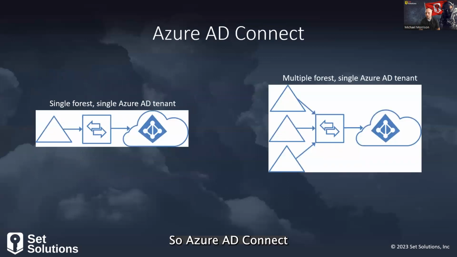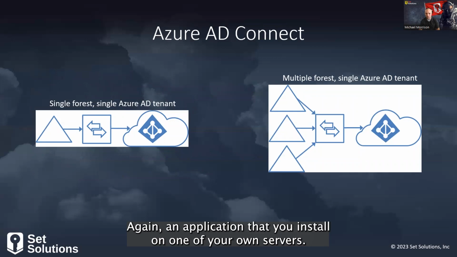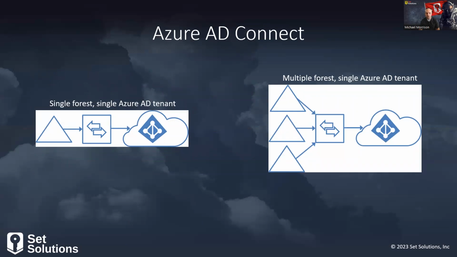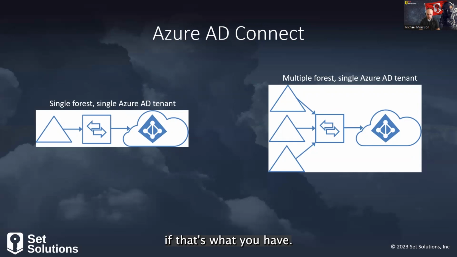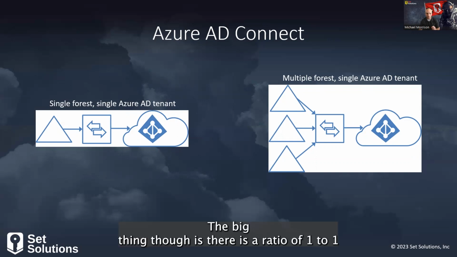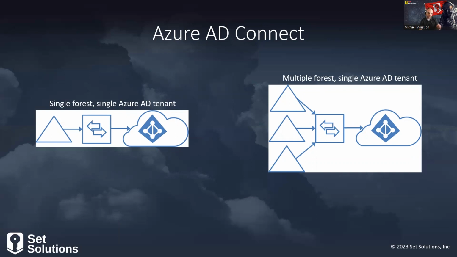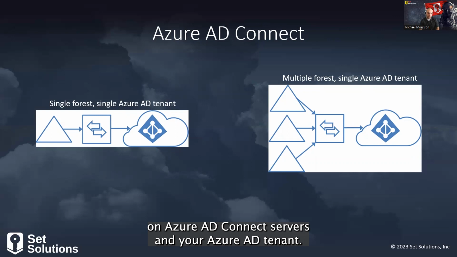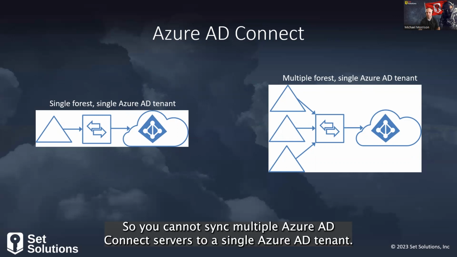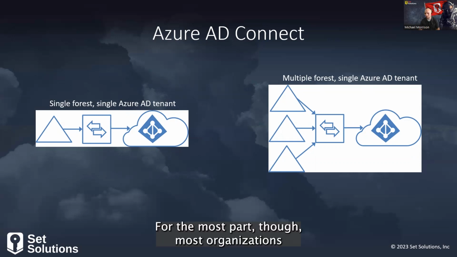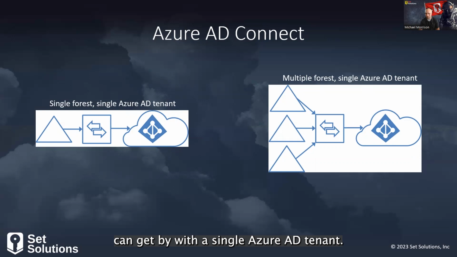All right, so Azure AD Connect. Again, an application that you install on one of your own servers. As you can see here in the configuration, you just point it to a single forest if that's what you have, but it also supports syncing multiple forests. The big thing, though, is there is a 1-to-1 ratio of Azure AD Connect servers to your Azure AD tenant. So you cannot sync multiple Azure AD Connect servers to a single Azure AD tenant. For the most part, though, most organizations can get by with a single Azure AD tenant. Very rare to see that they need more.